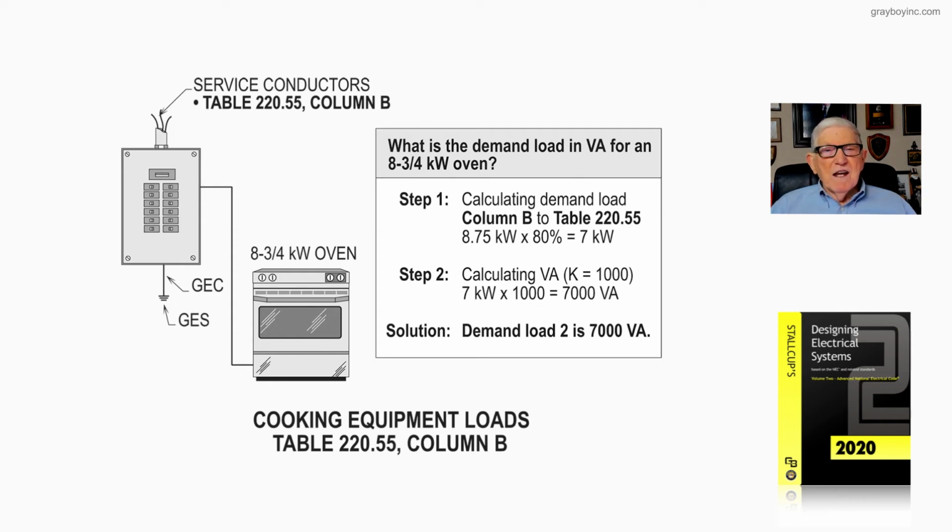The range size you see is 8 3/4 kW, which puts us in the column B, and we're figuring the 7,000 VA for the service as well as for the branch circuit, and that's what this figure 22-10 is illustrating to the user of the NEC.